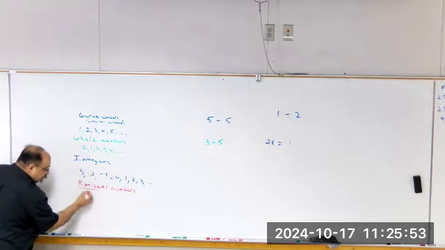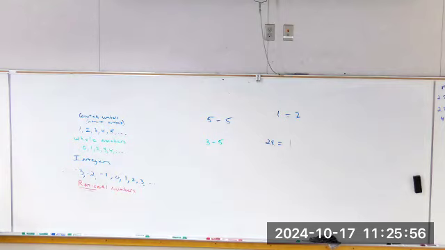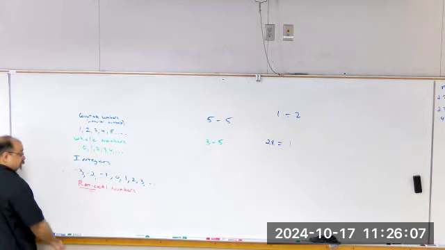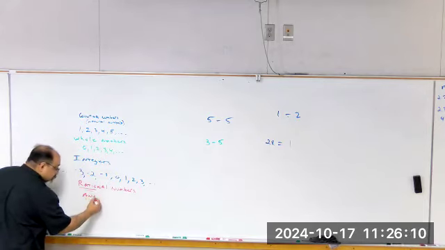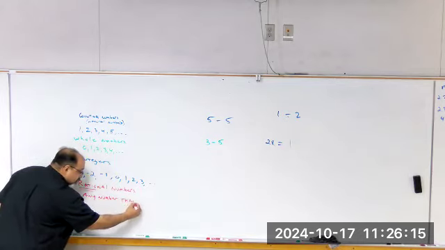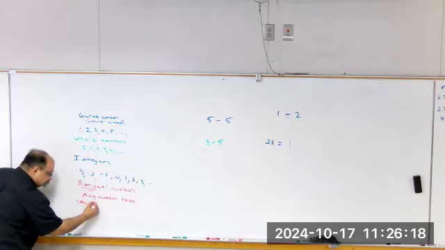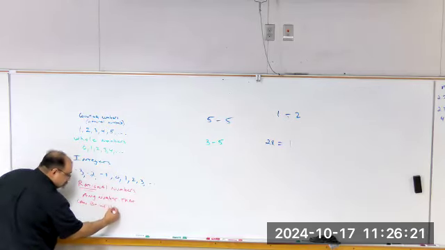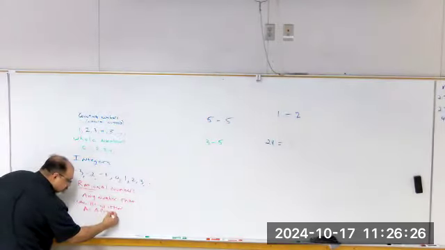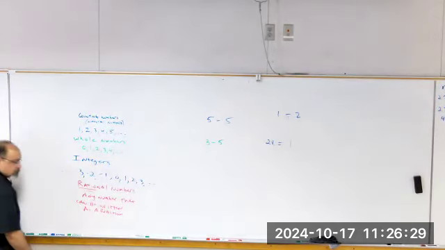Now, the key word in rational is ratio. Ratio means fractions. So a rational number actually has a very distinctive definition. Any number that can be written as a fraction. Any number that you can write as a fraction.